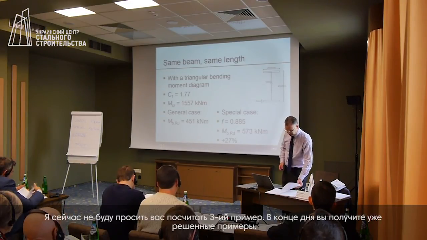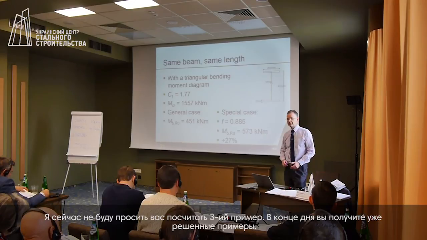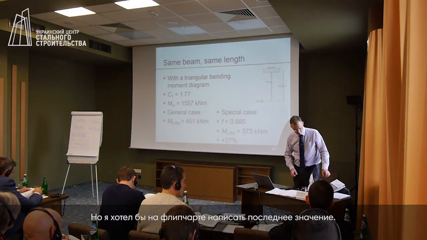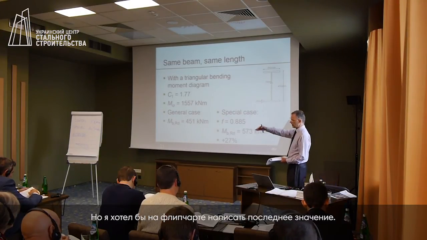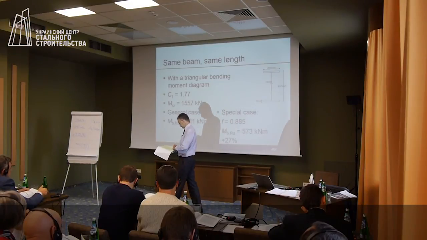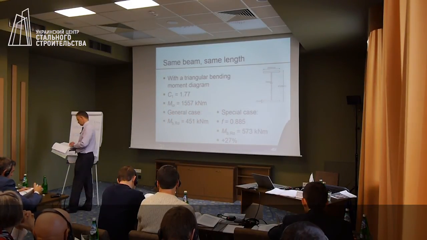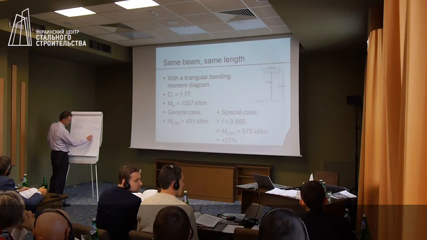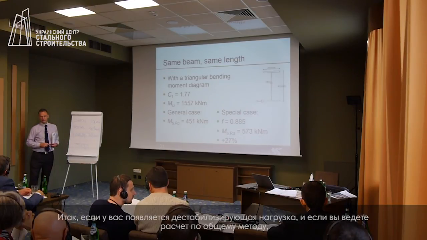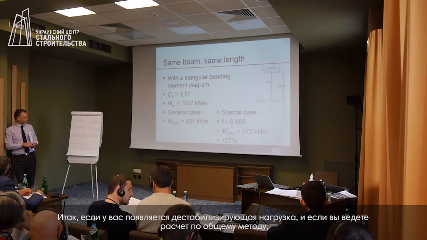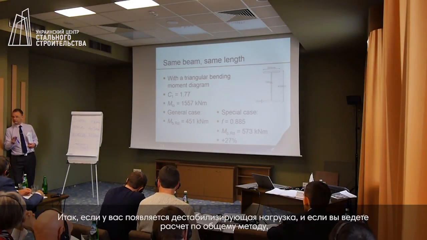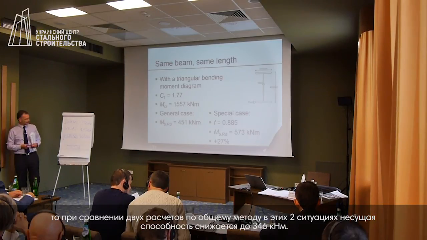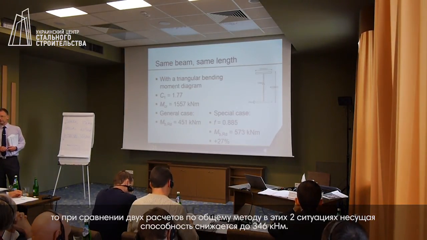Now, I am not going to ask you to complete the third example. You will get a completed worked example at the end of the day. But I would just like to, on the flip chart, add the final value here. So if you have destabilizing loads, ladies and gentlemen, and you calculate the resistance using the general method, so really we're comparing the general method in both of those two situations, then the resistance is reduced to 346 kilonewton meters.